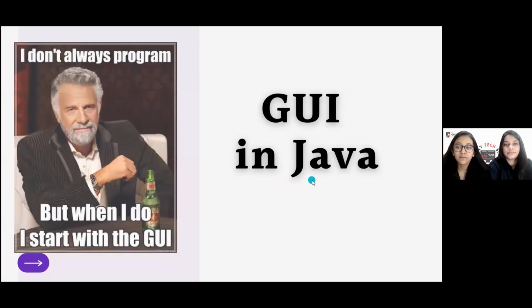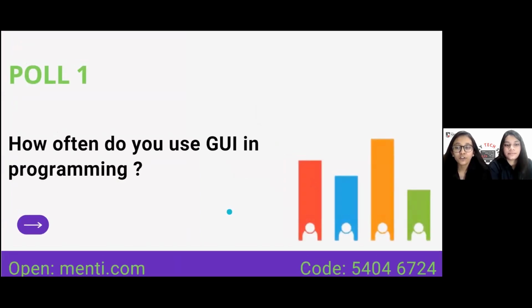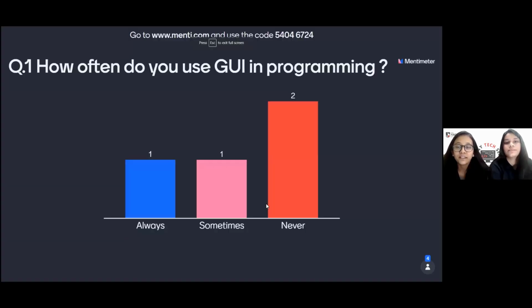Now let us start by asking you all a very basic question. How often do you use GUI in programming? To answer this question, I request you all to open menti.com and enter the code displayed on the screen, which is 54046724. We will wait for 1 minute.